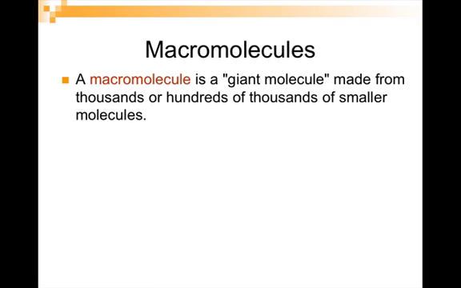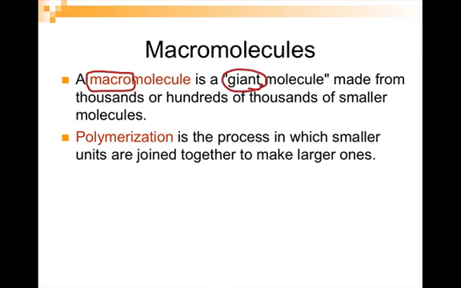Macromolecules. The prefix macro means giant or very, very large. So a macromolecule is a giant molecule made from thousands or hundreds of thousands of smaller molecules. The process that puts these together is called polymerization. If you look at the prefix poly, poly means many. So polymerization is the process in which smaller units are joined together to make large units.